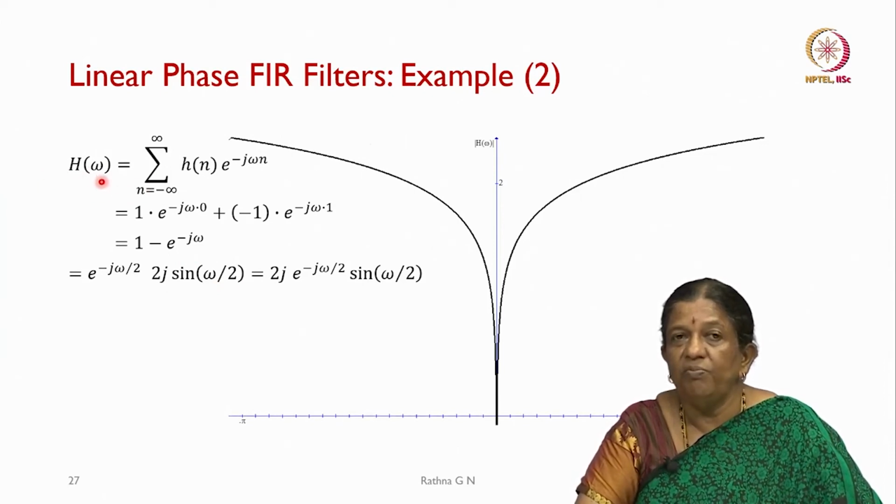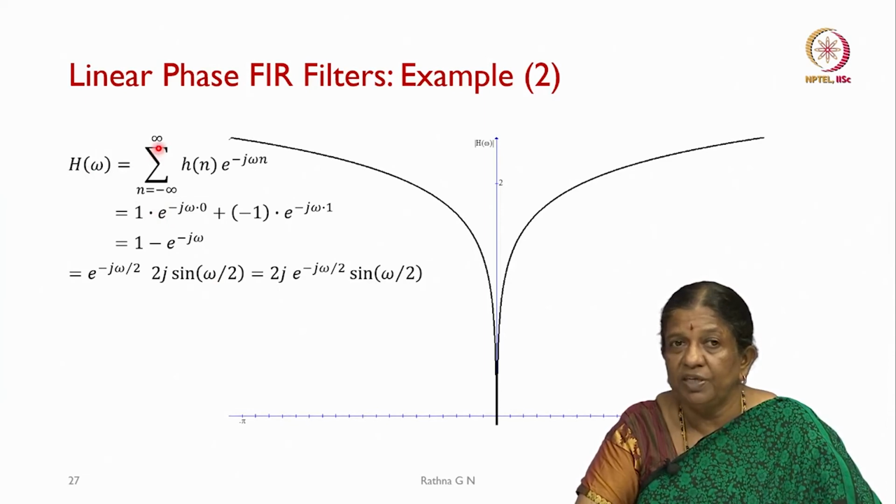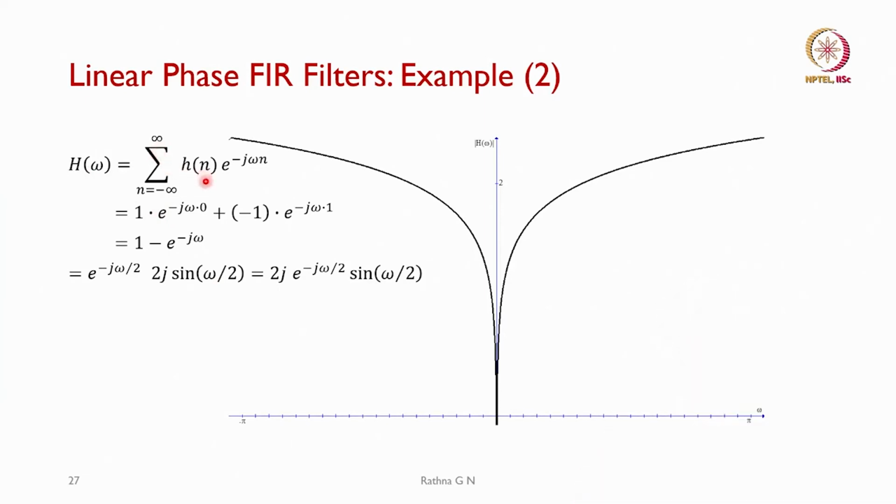We have H of omega, which is the sum from n equal to minus infinity to infinity. This is our DTFT equation, h of n into e power minus j omega n. So, I am substituting h of 0 as 1, and we have e power minus j omega 0 plus minus 1 into e power minus j omega 1, which is nothing but 1 minus e power minus j omega. When I expand in terms of the exponential and simplify, it becomes e power minus j omega by 2 into 2j into sine omega by 2. If I move 2j to the first place, it is 2j into e power minus j omega by 2 into sine omega by 2.